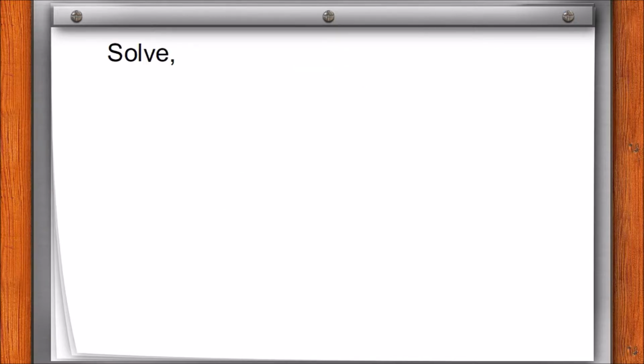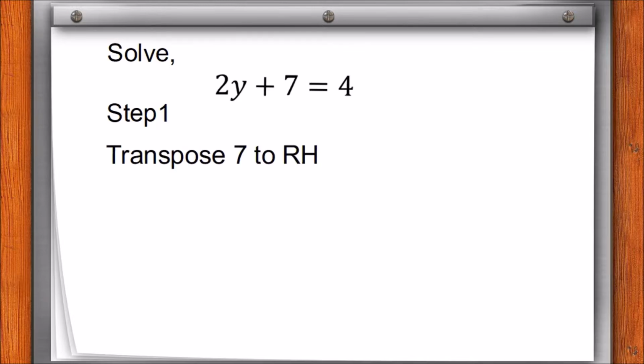Solve the equation 2y + 7 = 4. Step 1. Transpose 7 to RHS. We get 2y = 4 - 7. This implies that 2y = -3.